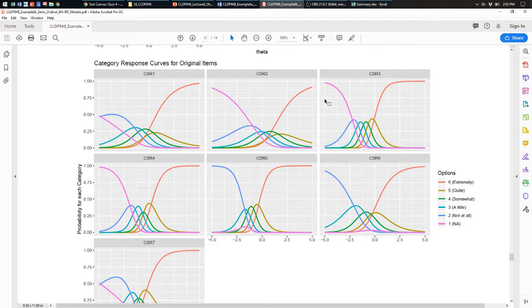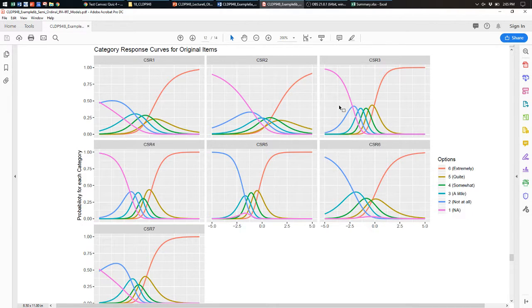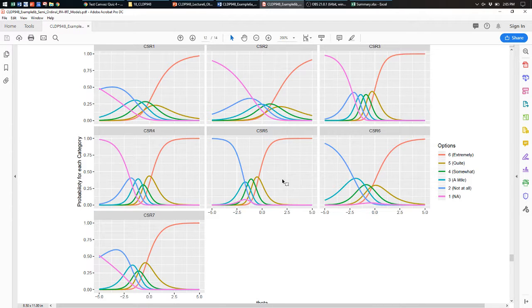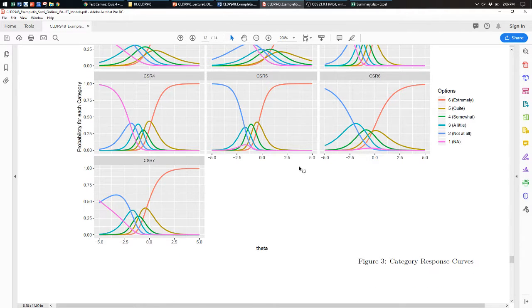Yeah, so I would say the NA category versus 1's slope is quite steep. That's why the slope, the discrimination, is very high. And you can see these two items, the NA category is very flat.